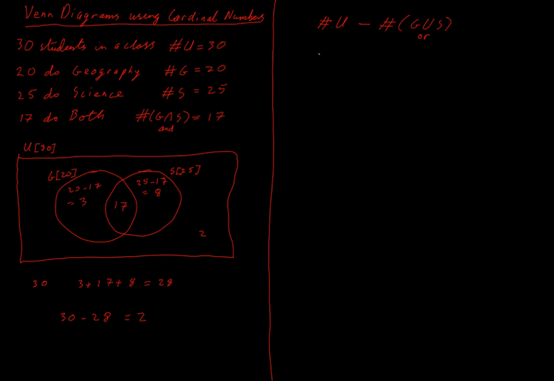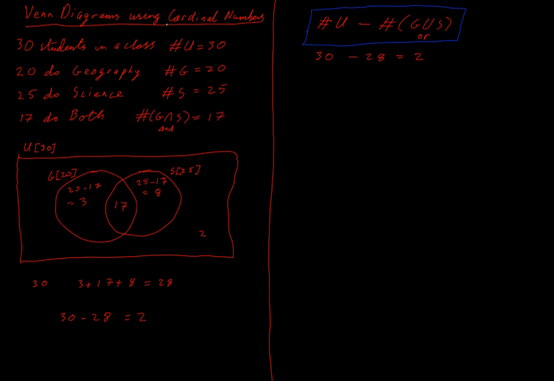So we know the number of people in the universe is 30, and we know the number of people in geography union science is going to be 3 plus 17 plus 8, which is 28. So we're left back with the sum that we had before. And we know that there are 2 people who don't study either geography or science. So this piece here is really important. We want to be starting to get ourselves in a position where we can use this kind of language to describe what we're doing.